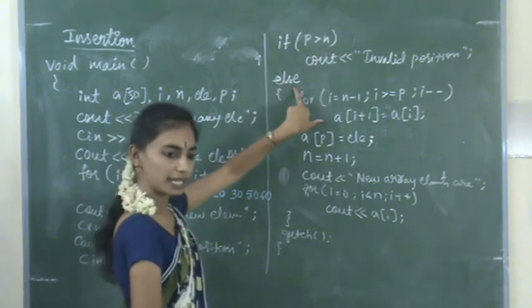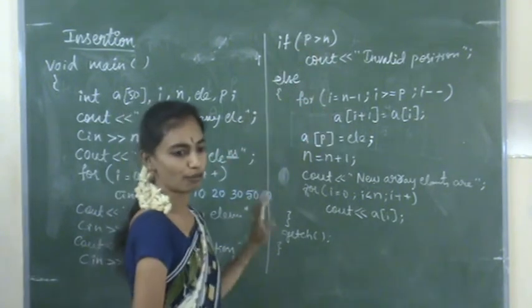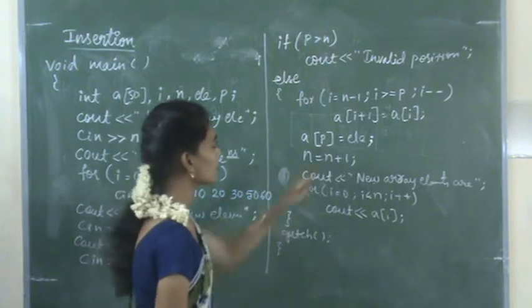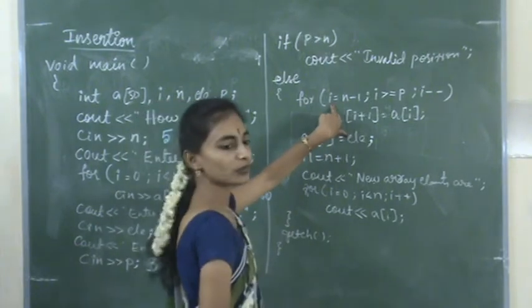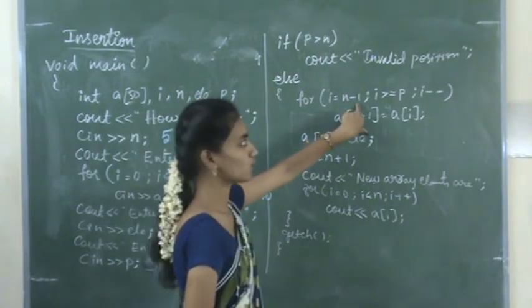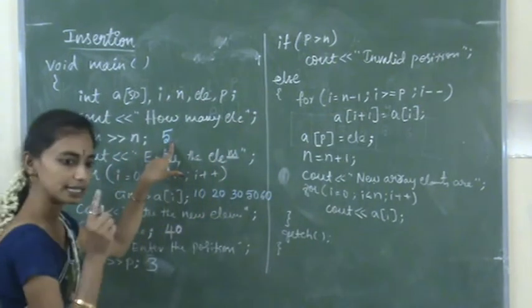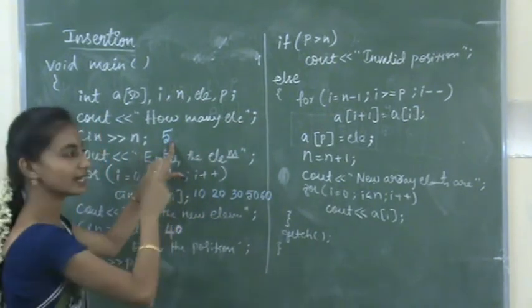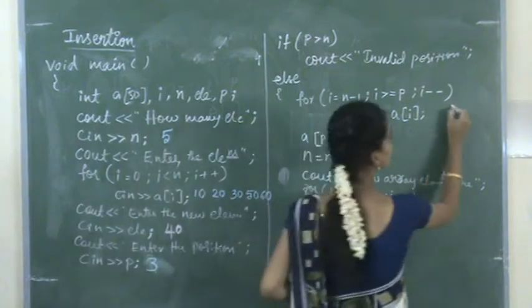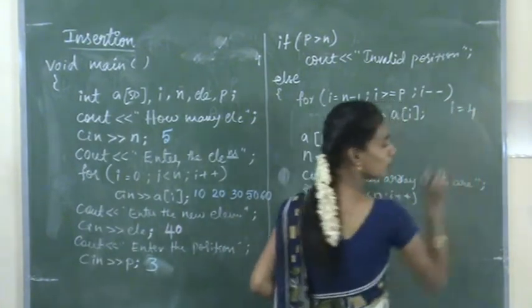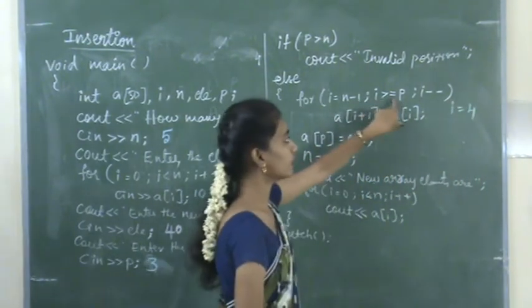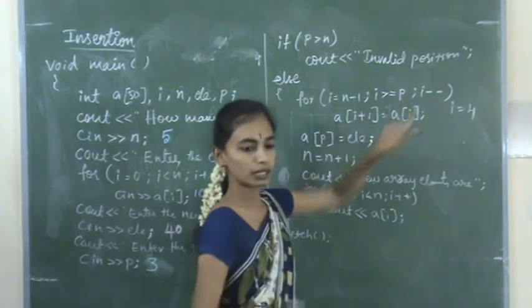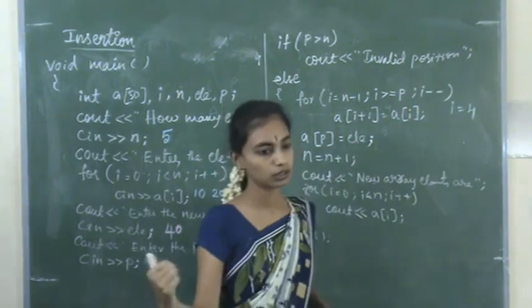This comes to the else part. Now it will perform this operation. Now what is the value of i? So i is n minus 1. What is the value of n? That is 5. So 5 minus 1 is 4. Now the i value is 4. So is 4 greater than or equal to p? What is the p value? 3.